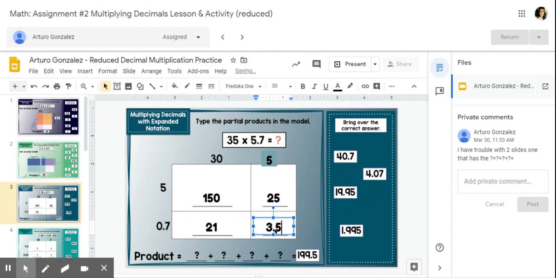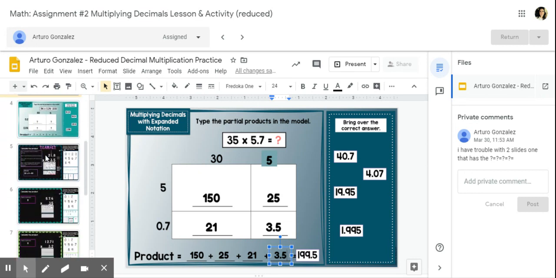3 and 5/10. And now that I end up with all of those, then these question marks are literally these partial products. So I have to bring those down here. 150 plus 25 plus 21 plus 3 and 5/10, and that should give me my final product of 199 and 5/10. So that's the one with the question marks.